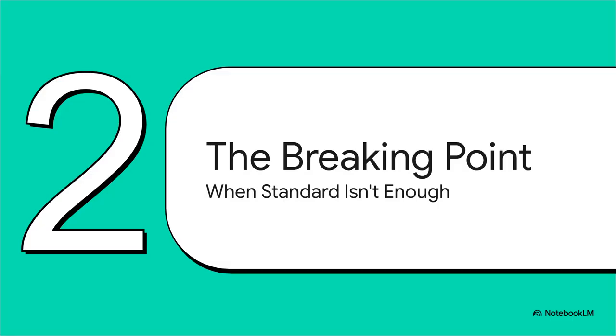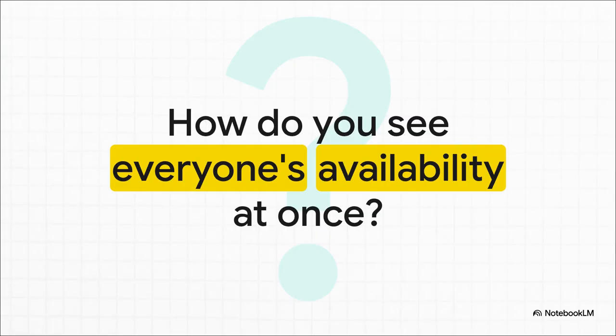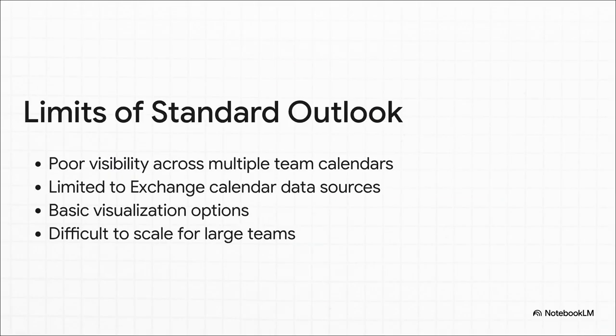But, and this is a big but, here's where it all starts to fall apart. What works perfectly for one person's calendar becomes a total bottleneck when you're trying to see what an entire team is doing. This is that breaking point where the standard tools just can't hang. Exactly, right? How in the world are you supposed to get a clear, instant picture of who's in the office, who's out on vacation, and who's working from their couch?